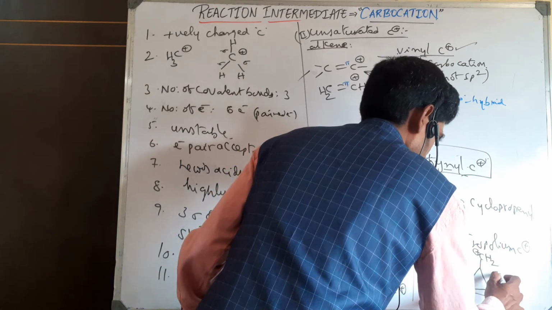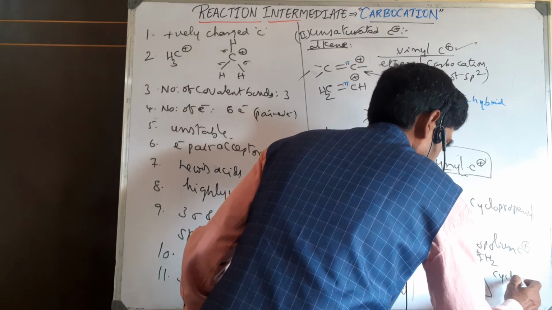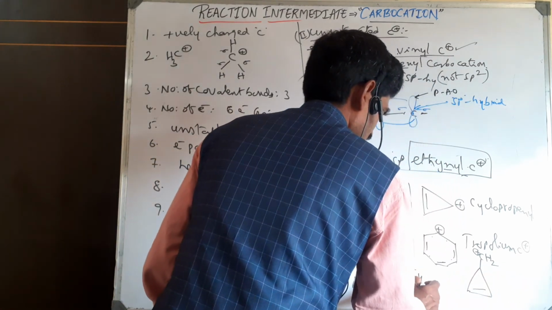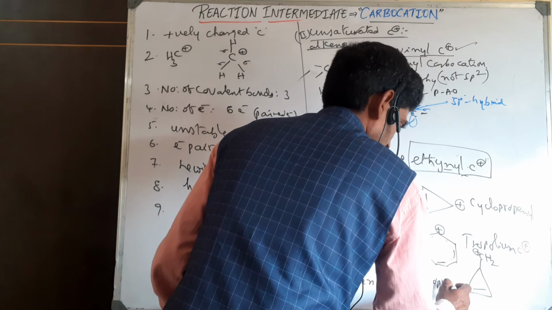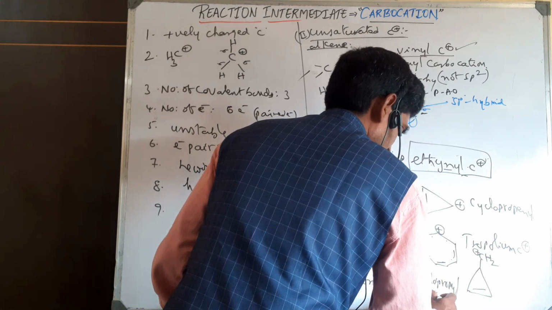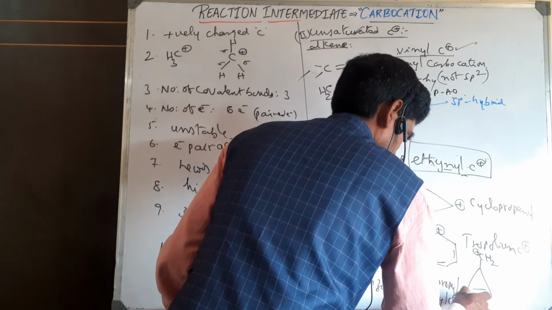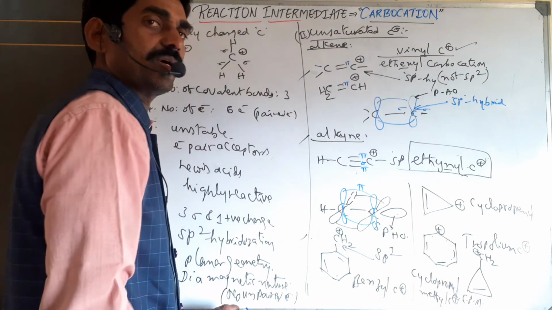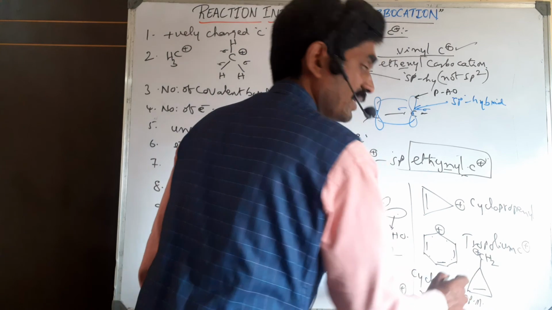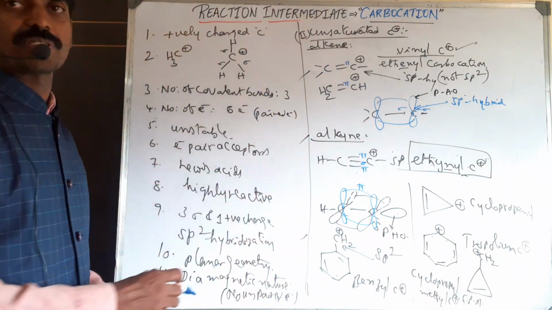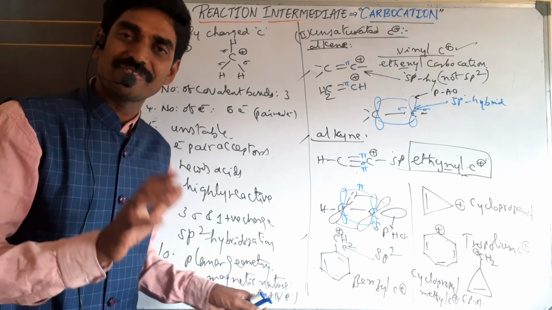Now to represent this, it is called what? Cyclopropyl. We represent here cyclopropyl methyl carbocation. This is the CPM carbocation. CPM means not CPM party, that is cyclopropyl methyl carbocation. Is it clear? There are different types of carbocations, my dear students. Fine.